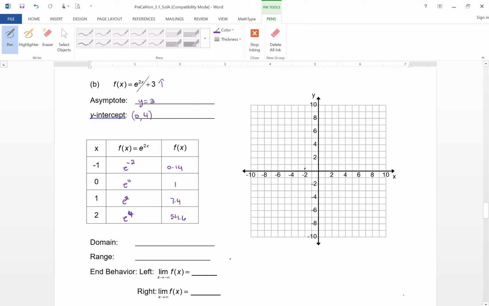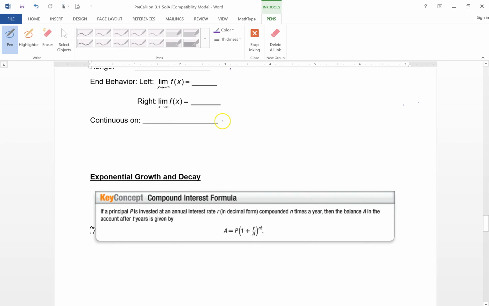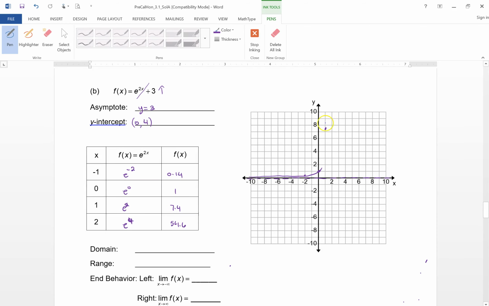Now, first we're going to graph e to the 2x, for which the asymptote is y equals 0. All right? So here we're at 0.14, and then we're at 1, and then we're at 7.4. This is e to the 2x.